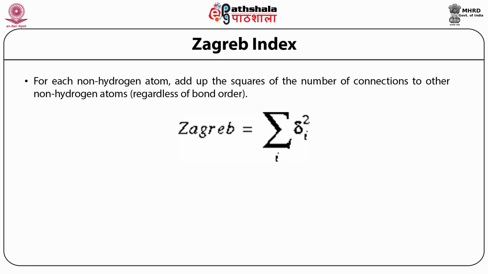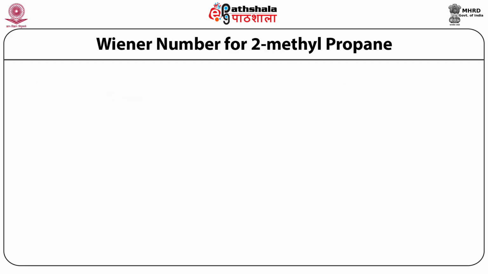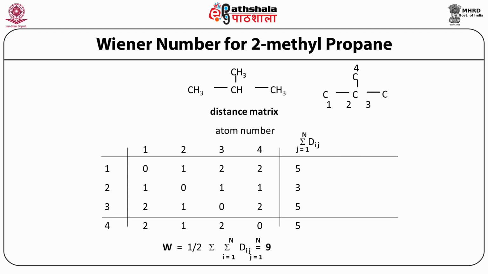In many cases, the Zagreb index has been used to predict some of the boiling points. The Wiener number is another one, which I have shown here, and how one calculates it from the distance matrix shown at the bottom of the slide. It shows the propane structure, and 1, 2, 3, 4 depict its atom numbers in the matrix. So, the Wiener number for propane is 9.